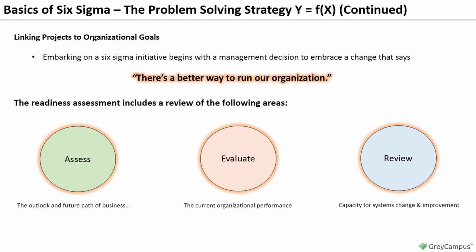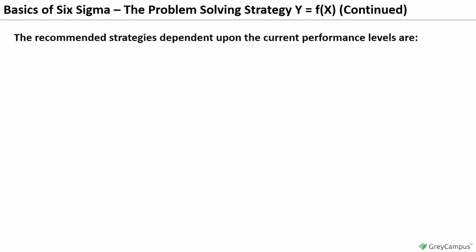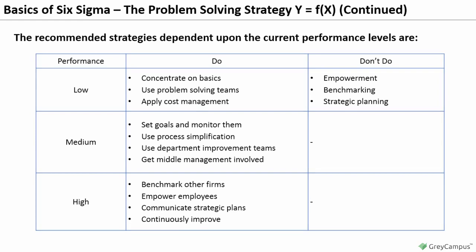Six Sigma can be applied as a targeted approach. A number of so-called Six Sigma companies have improvement techniques and teams in place and only assign black belt assistance as needed. As described in the table, the recommended strategies dependent upon the current performance levels are: for a company with low performance, the company should concentrate on basics, use problem-solving teams, and apply cost management, and should not focus on empowerment, benchmarking, and strategic planning.